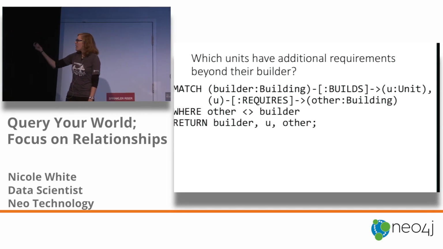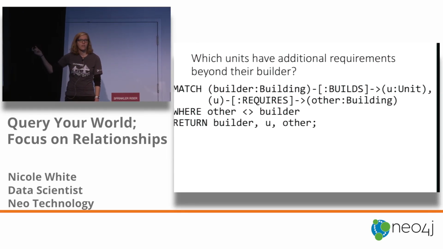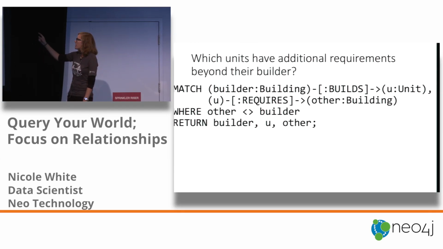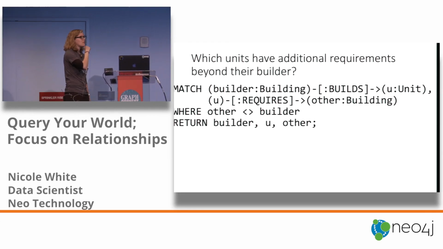So that's how you specify in the where clause that two things are not equal: the less than, greater than signs together like that. So I'm saying this other building cannot be the same as the building that built it. And then we're returning all of that information. I think you should be able to skip this where clause.